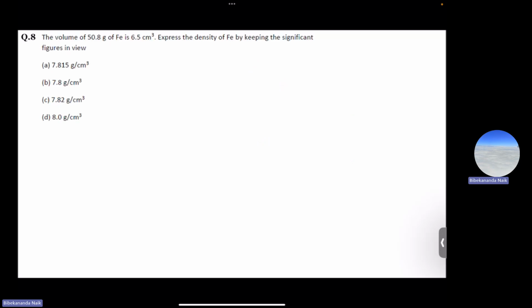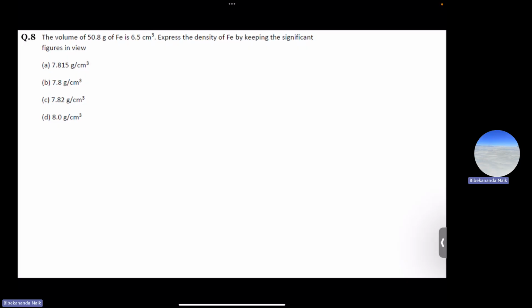Now we move to question number 8. Question number 8 says the volume of 50.8 gram of iron is 6.5 centimeter cube. Express the density of iron by keeping the significant figures in view. Options are option A 7.815 gram per centimeter cube, option B 7.8 grams per centimeter cube, option C 7.82 grams per centimeter cube, and option D 8.0 grams per centimeter cube.